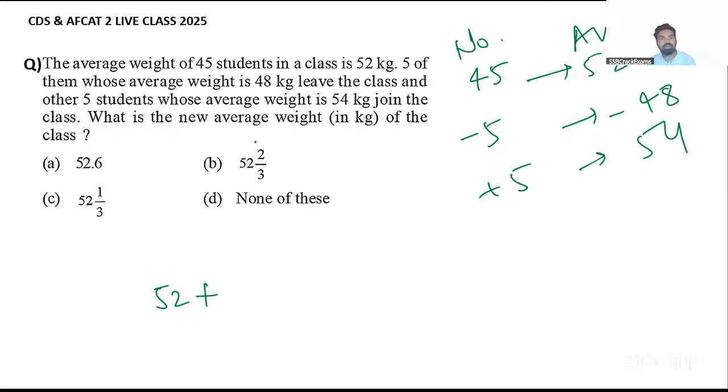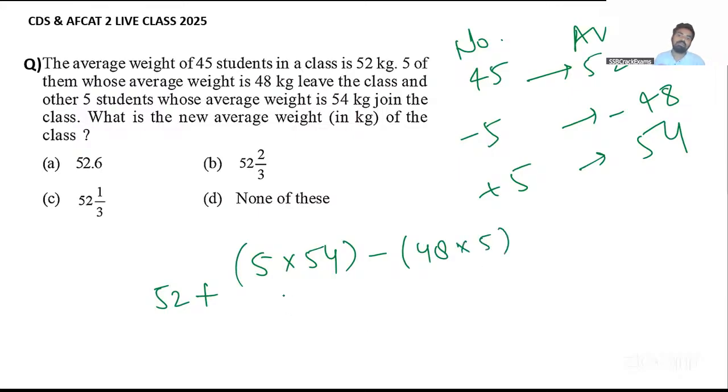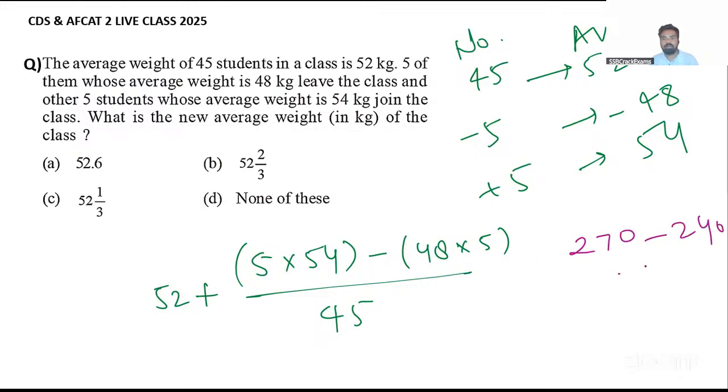What is the average weight of the class? Okay, so what will happen? It is 5 into 54. This is the new, and who left was 48 into 5. We have removed them, we have added them, and the total number of students remains the same. The same thing that we did earlier. So 5 into 54 is 270, and 48 into 5 is 240, divided by 45.